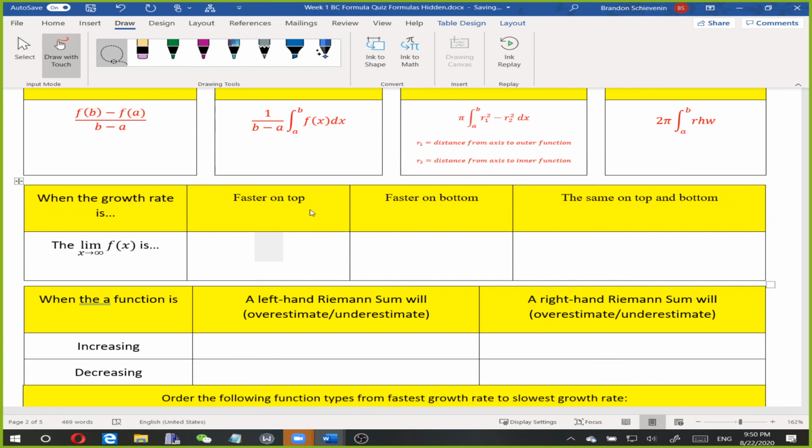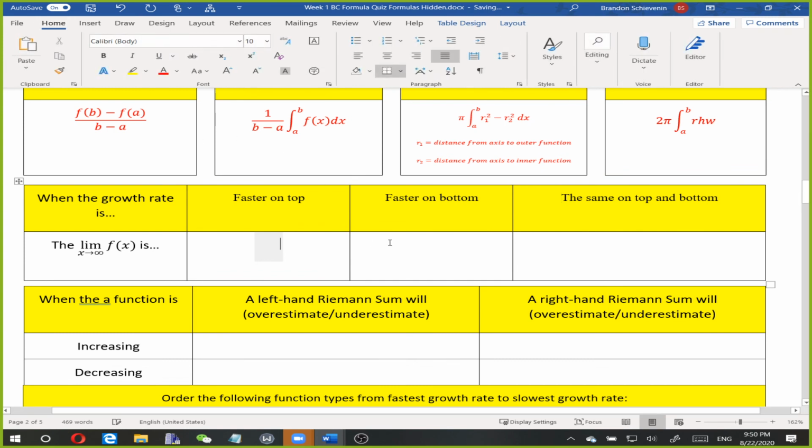If I take the limit as x approaches infinity of f of x, and the growth rate is faster on the top of the fraction than on the bottom of the fraction, then what will my limit be? Okay, so infinity or negative infinity, depending on the sign. Kyle, if my fraction's growing faster on bottom, what will happen to my limit? Will approach 0. And Kelly, if our growth rate is the same, what's going to happen?